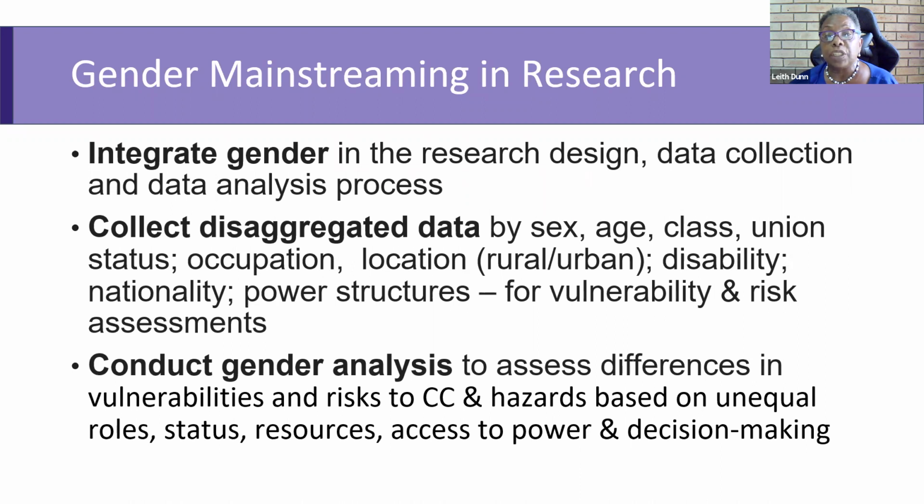When we mainstream gender in research, we do it from the design stage, the data collection and analysis stage, but it also underscores the importance of collecting data disaggregated by sex, age, union status, occupation, locality, disability, all of these other things. And essentially, we want to look at power structures that impact vulnerability and risk. And we use this for risk assessment. And then we do gender analysis. What do these roles, relations, and responsibilities mean, these differences, and how do they make different population groups vulnerable to climate change hazards?